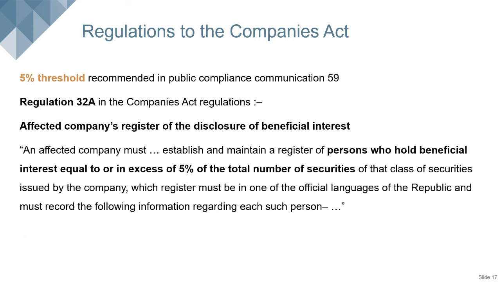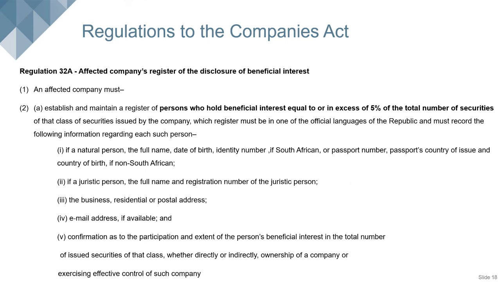The 5% threshold recommended in PCC 59 is aligned with Regulation 32A in the Companies Act regulations, and the Companies Act regulations specifies that an affected company must establish and maintain a register of persons who hold beneficial interest equal to or in excess of 5% of the total number of securities of that class of securities issued by the company, and the register must be in one of the official languages of the Republic, and it must record certain information.